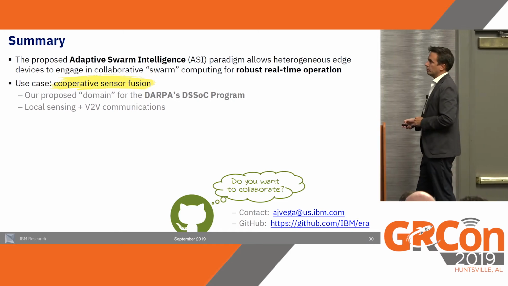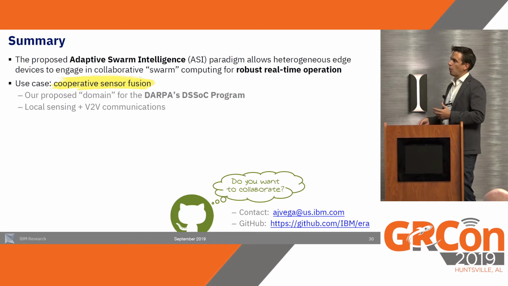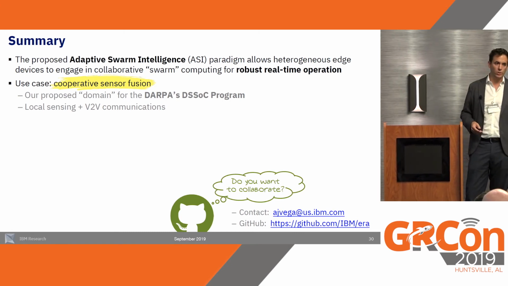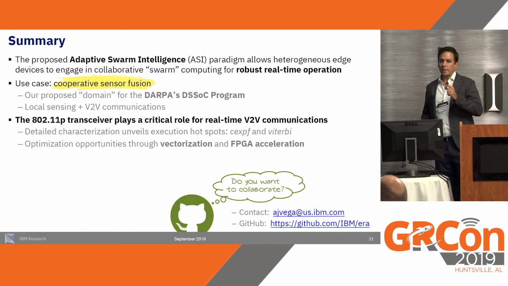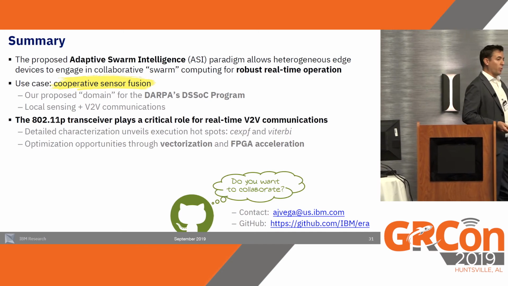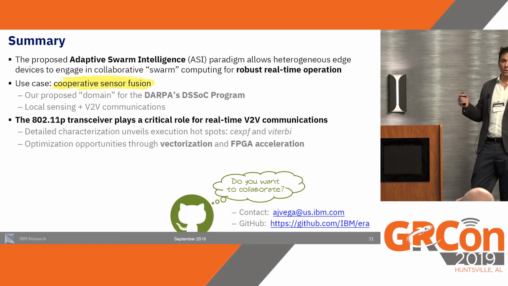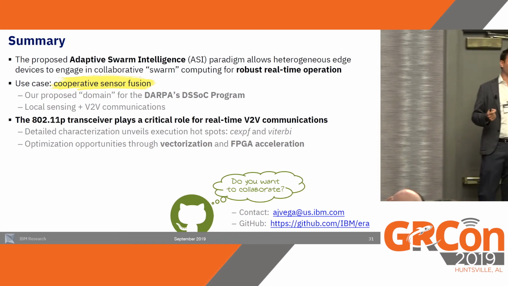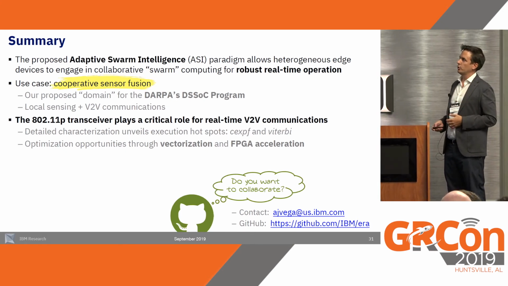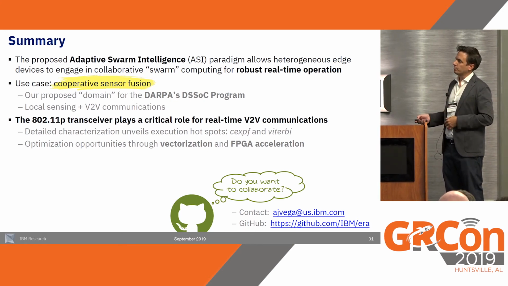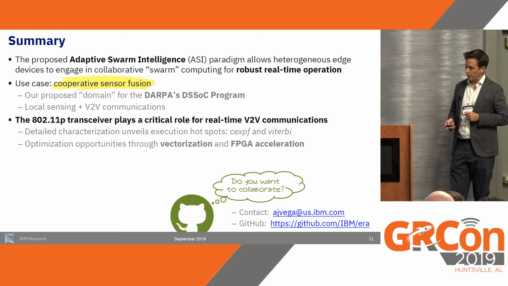This application integrates together elements of computer vision for local sensing plus vehicle-to-vehicle communications using software-defined radio. As I said, in ASI, communication is key, it's crucial. So we started focusing on the vehicle-to-vehicle communication part and analyzing the performance of that piece of the code. And this is what I presented today: this detailed characterization and some potential optimization and acceleration opportunities for these 2 functions that are the most critical ones.